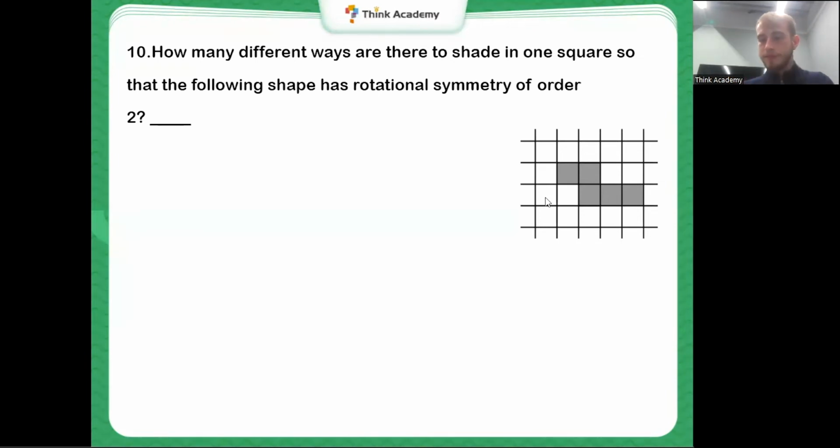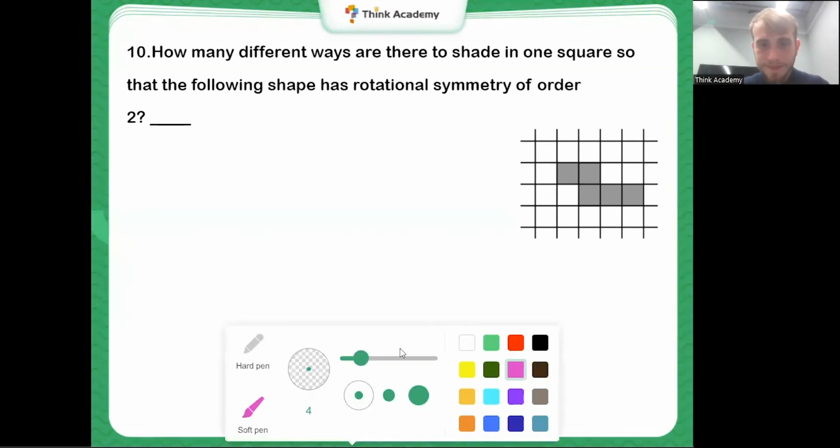For example, it's not a great example, but if this pen had rotational symmetry of order 2, and because it's got a funny lid it doesn't, it would look the same after 180 degrees, and then it will look the same after a full turn. So that's what we want. You just need to try out some different things. There's only 2 possible places, and it's here.